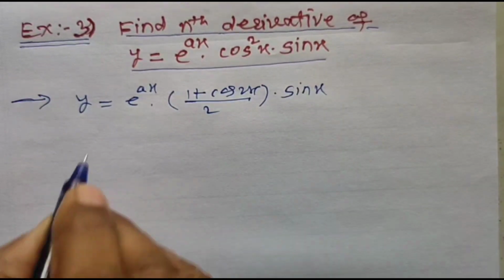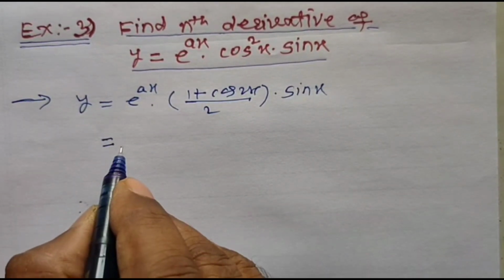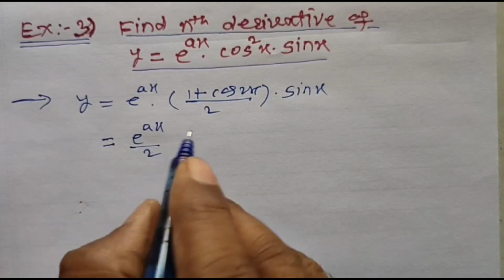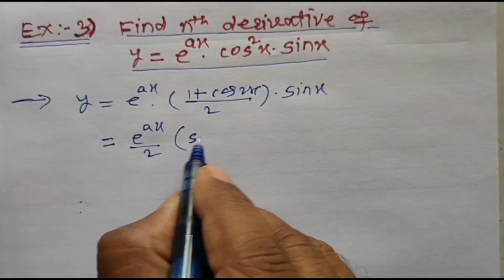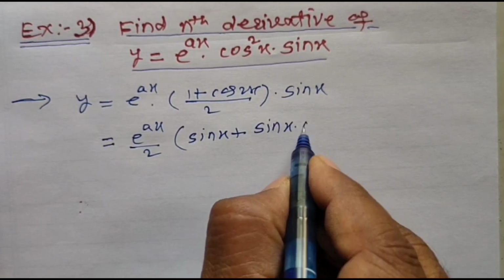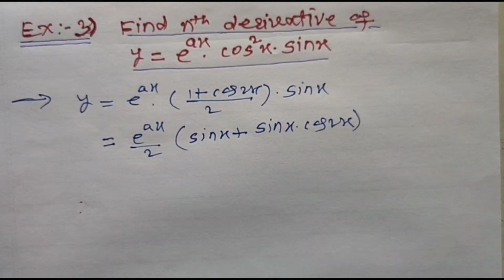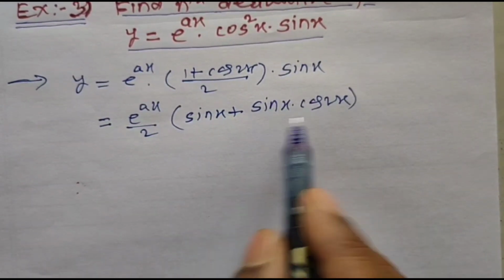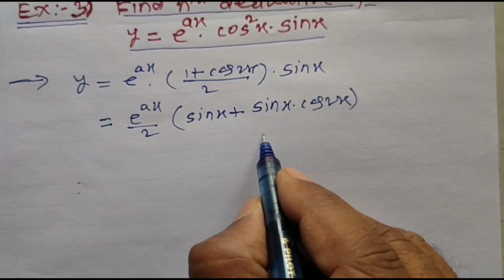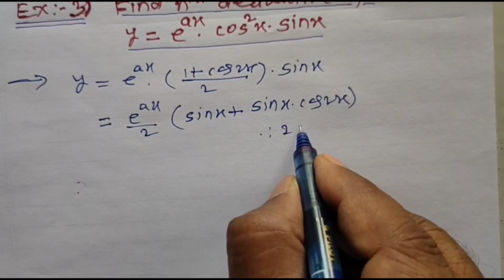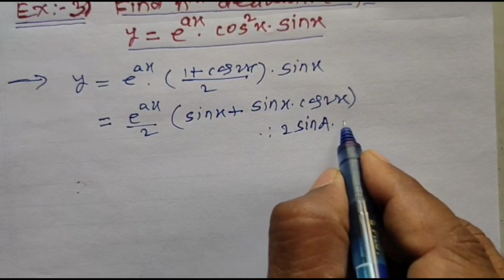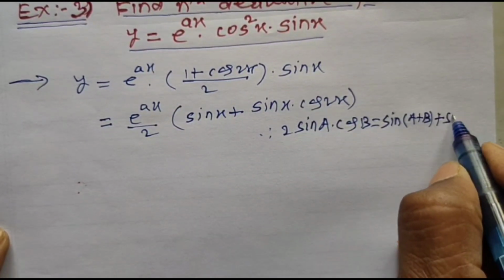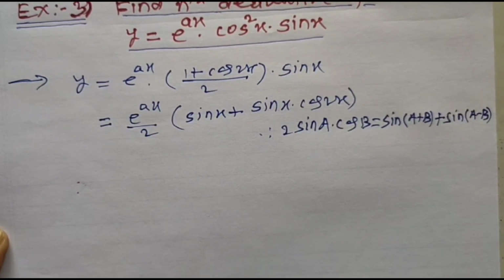Simplify this. This can be written as e to the power ax upon 2 into bracket, remains sin x into 1, that is sin x, plus sin x into cos 2x. Now again we have to simplify here. We have to apply the sin a cos b formula, that is, you know this formula, 2 times sin a into cos b is equal to sin of a plus b plus sin of a minus b. We have to apply this formula.